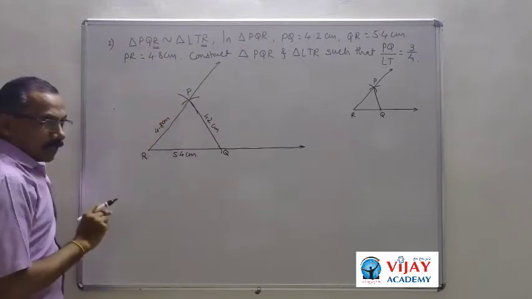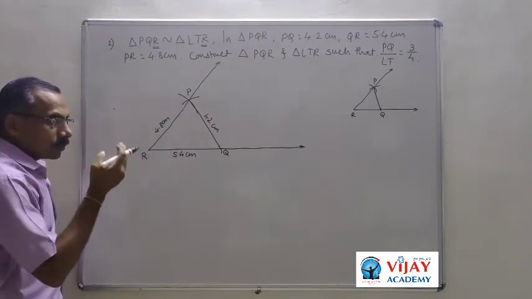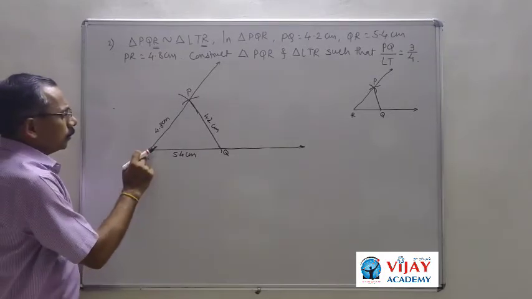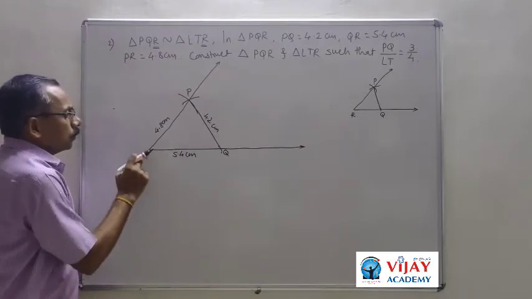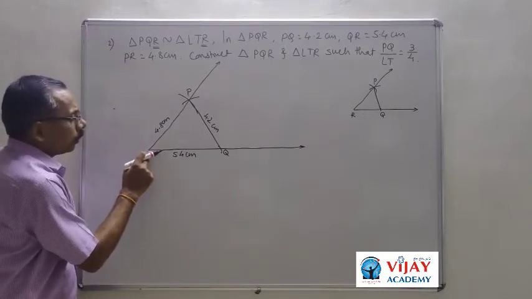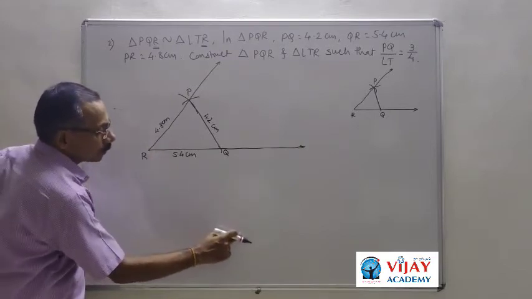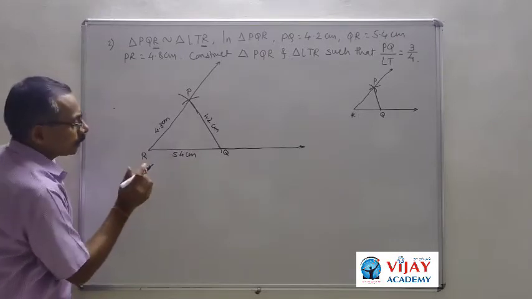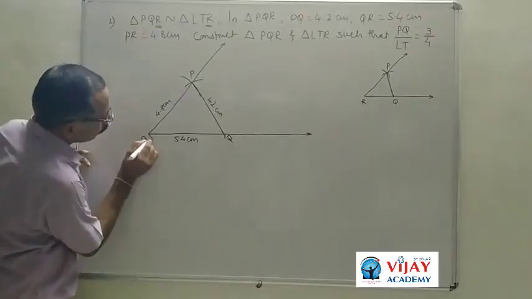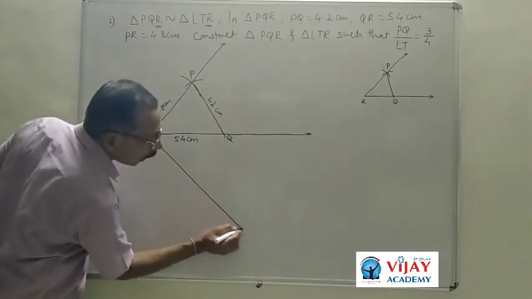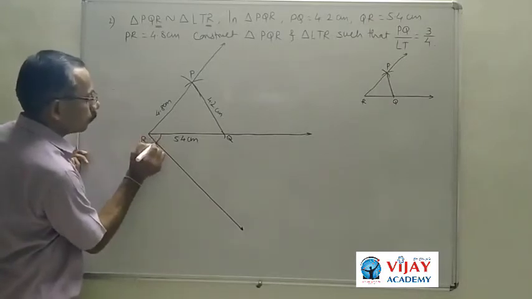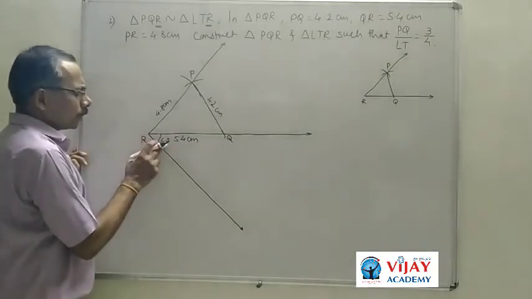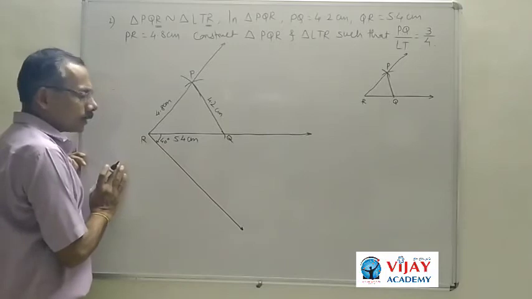To draw the other triangle LTR, there is a basic concept: from the common vertex draw a ray, or draw an angle of 45 degrees or 40 degrees from the baseline this way. From this point R, this angle is 40 degrees. You can draw 40 or 45. Generally we take 40 degrees.